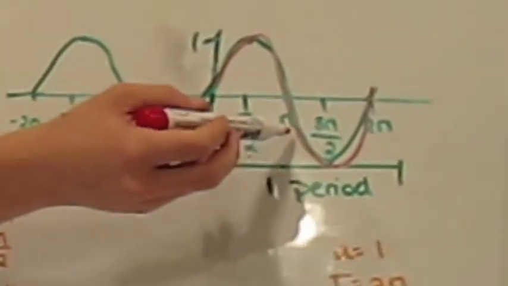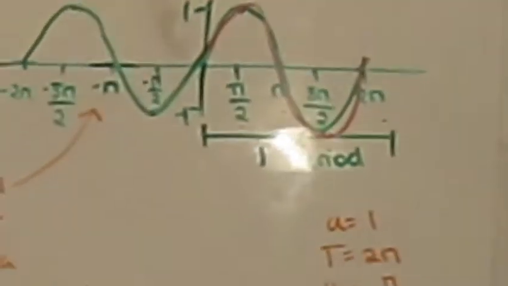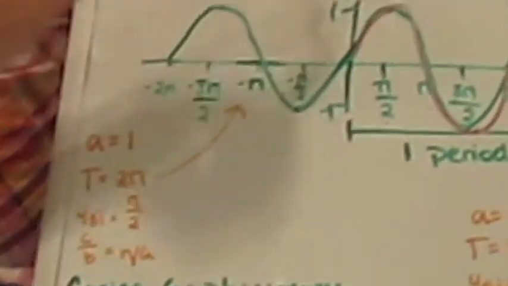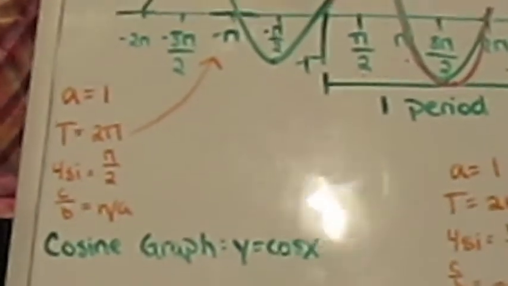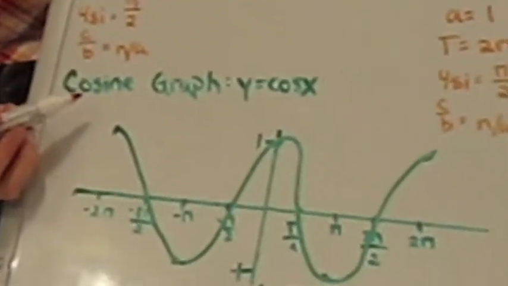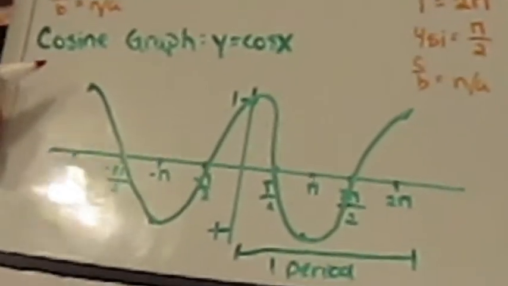We did the scale at pi over 2, so every little section is a multiple of pi over 2. And because there is no C or B, this is negated. You don't even need to worry about it. Here is your basic cosine graph.